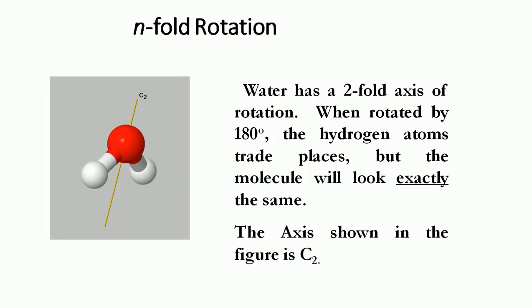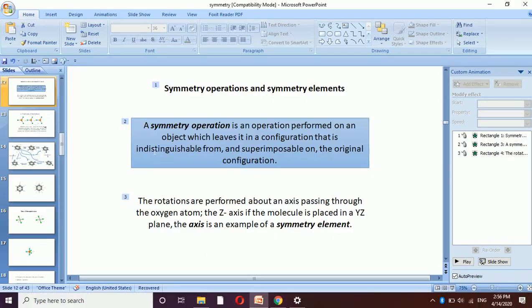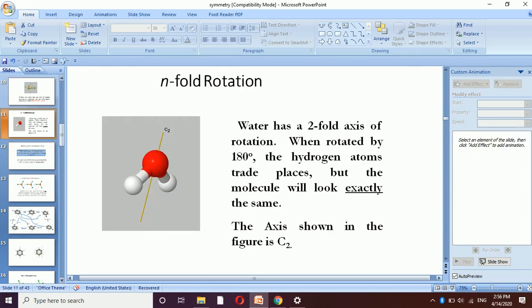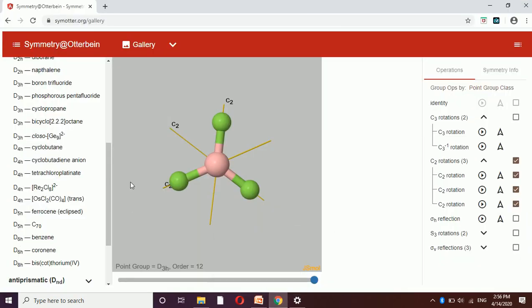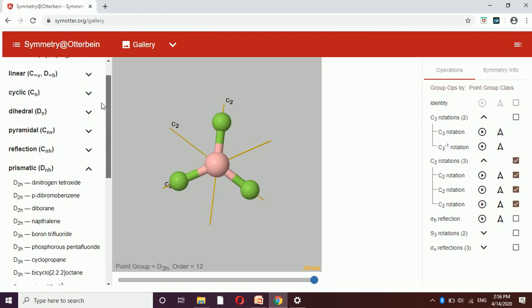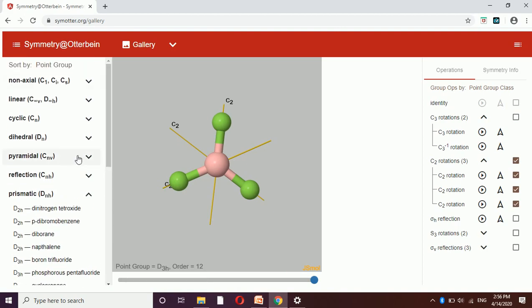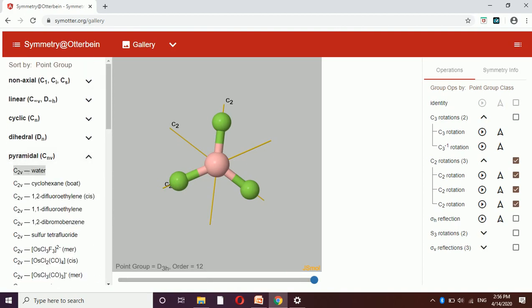Let me take another example, water molecule. Another example of n-fold rotation, water molecule. In water molecule you mark an axis which is passing through the oxygen in molecular plane. Let me take you back to the website where you will get a clear picture of what is happening.